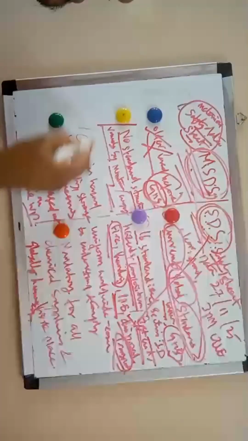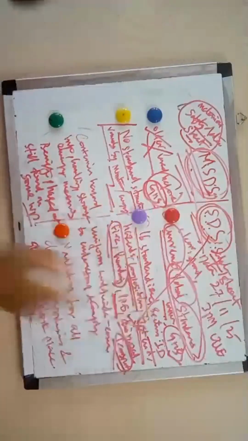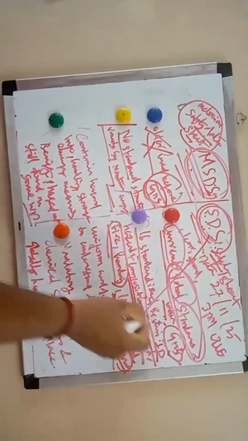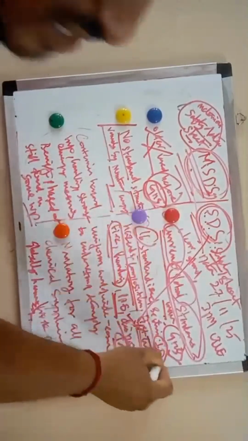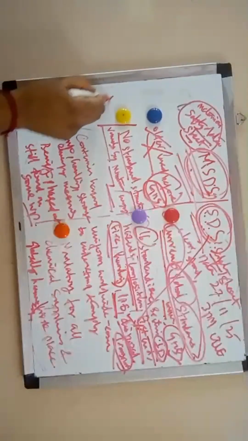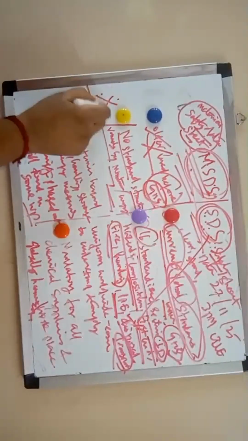So the SDS has 16 standardized sections, and IDs are also there. But in the old one there is no standard. That is a major difference between the MSDS and the SDS.